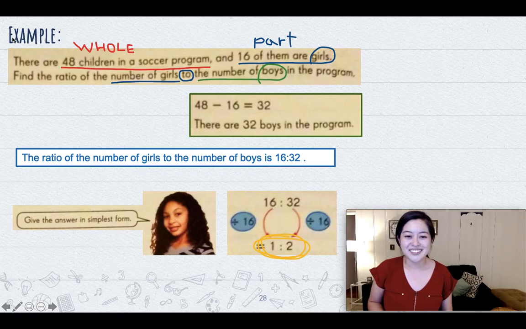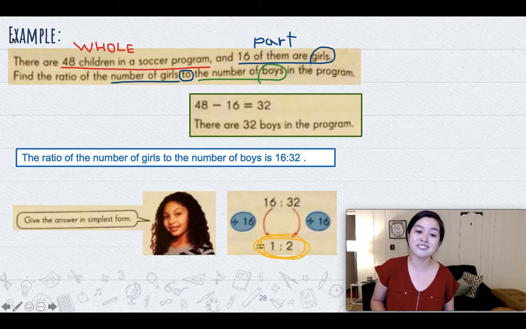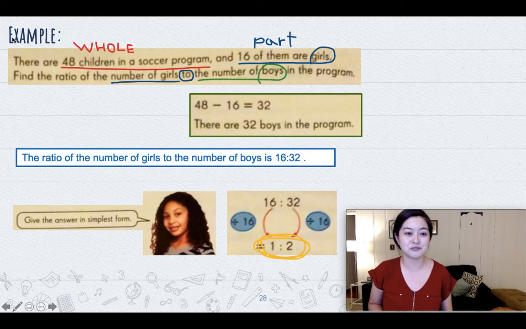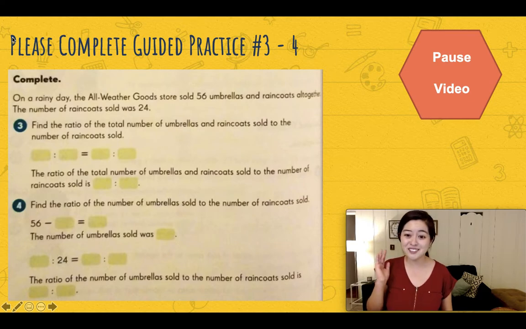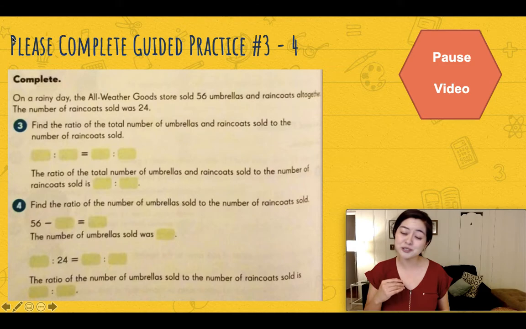All right, so the simplest form of the ratio of the number of girls to the number of boys is 1 to 2. All right, now it's your turn. Please pause the video and try this on your own. And when you're ready, please play the video and let's see how you're doing.